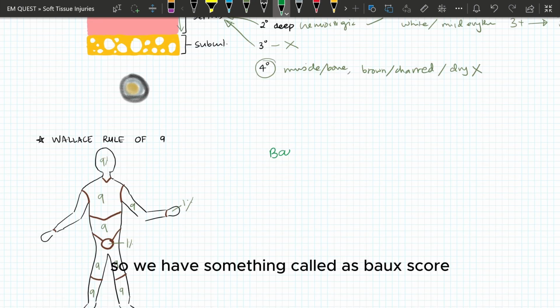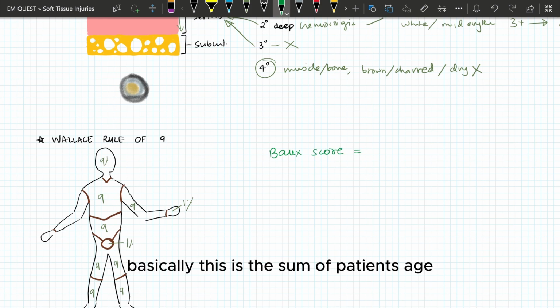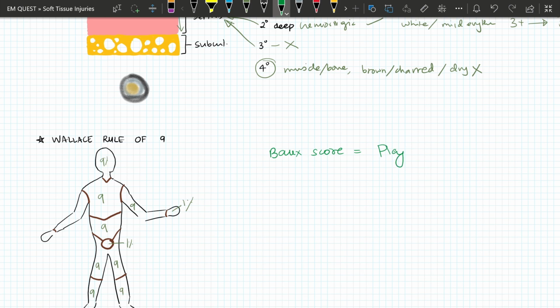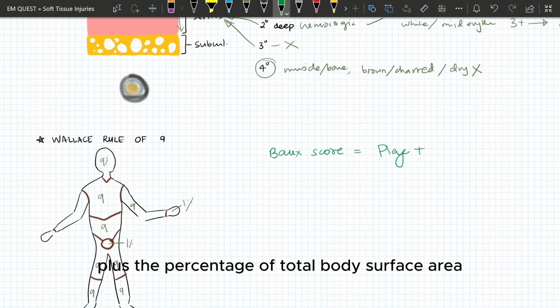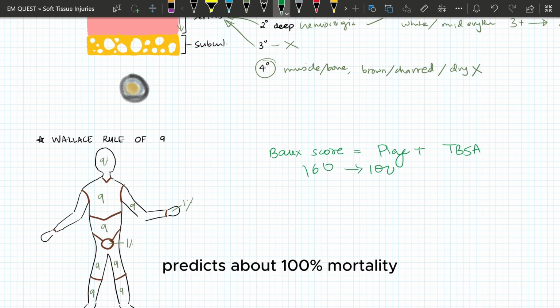So we have something called the Baux score. Basically, this is the sum of the patient's age plus the percentage of total body surface area that is burnt. As per the literature, a score of more than 160 predicts about 100% mortality.